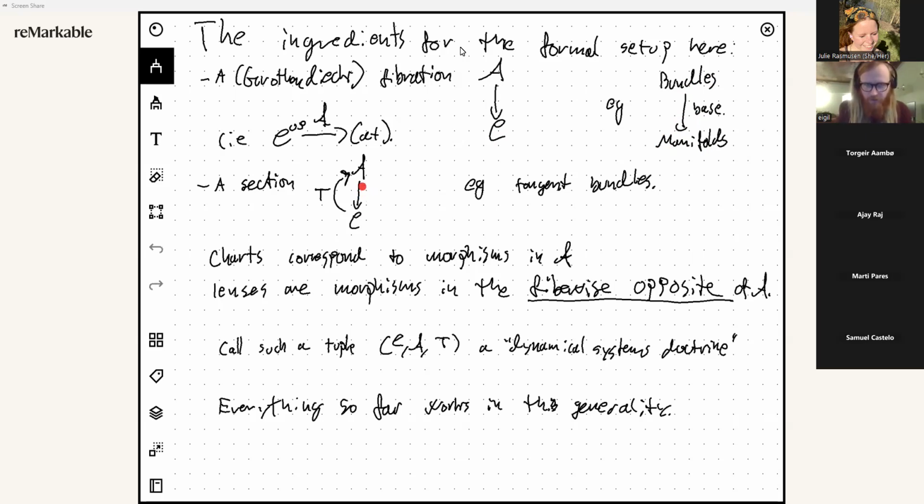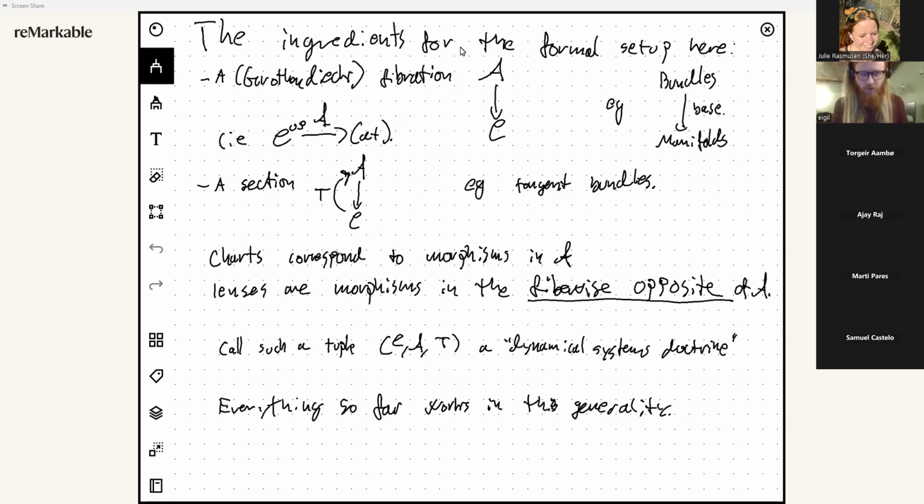So that's the first thing you need. Then you need a section of that fibration. So something that assigns to every space some bundle over that space. So for example, a tangent bundle. And that's kind of it.